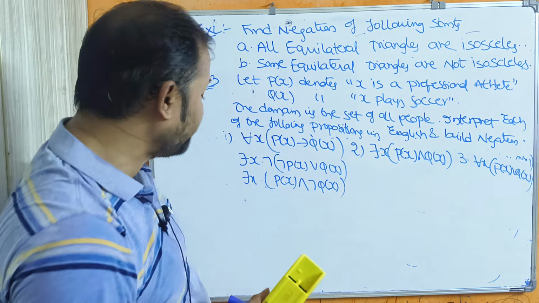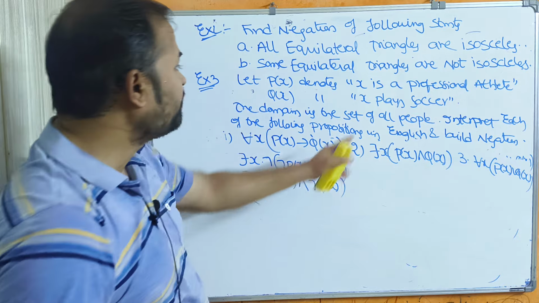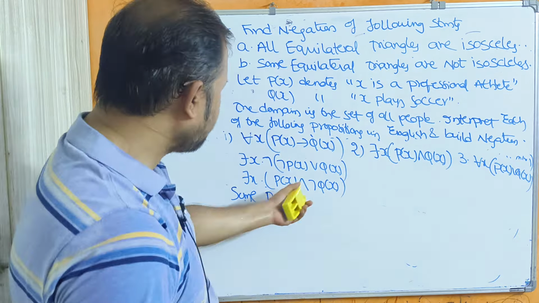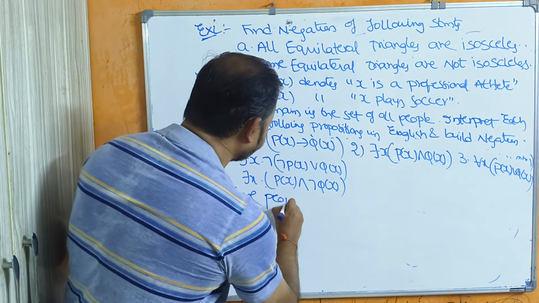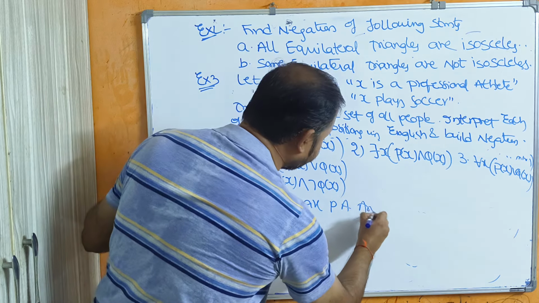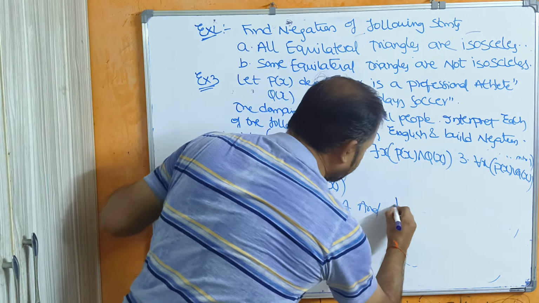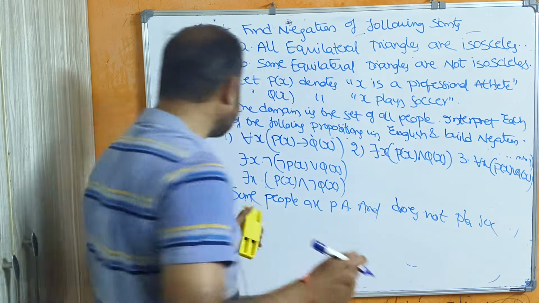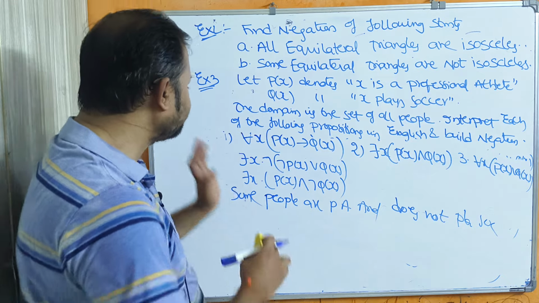So let us see the English for this statement. There exists x means some. P of x means professional athletes. So we can write: some people are professional athletes. And here we have and. Negation of Q of x, where Q of x means plays soccer, means doesn't play soccer. So this is the English notation for this negation statement: some people are professional athletes and don't play soccer.